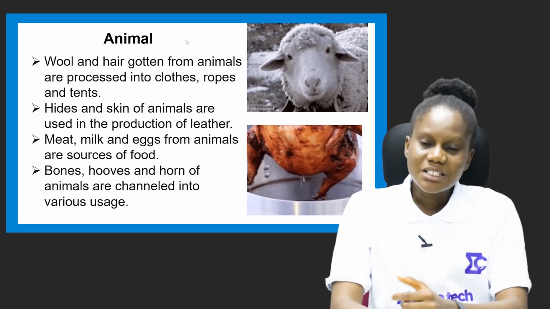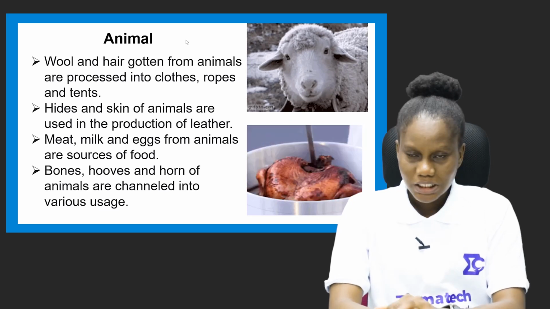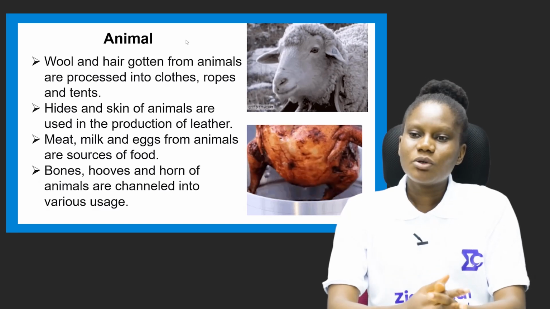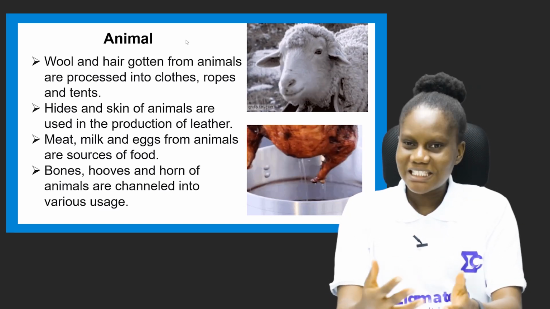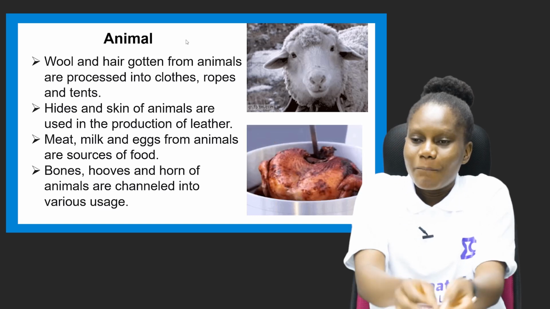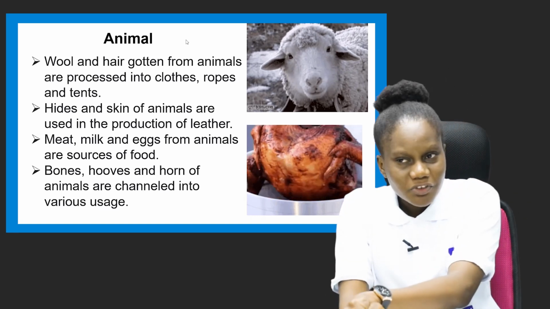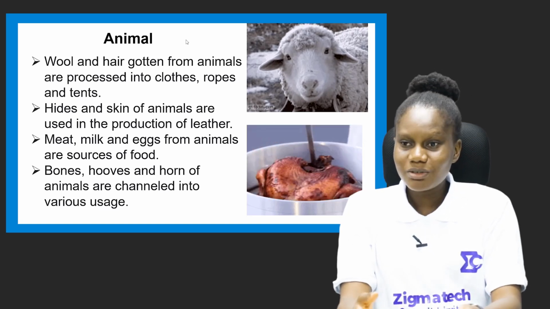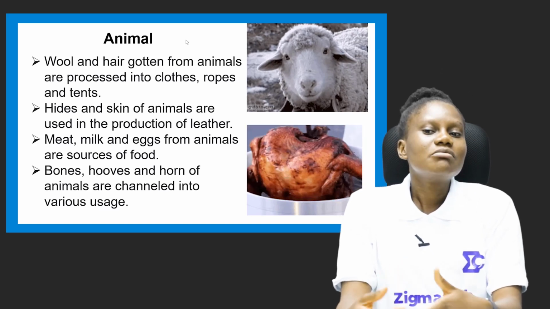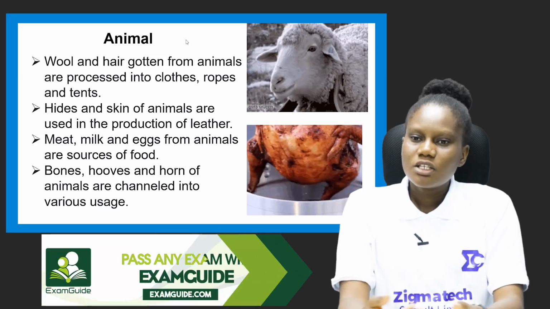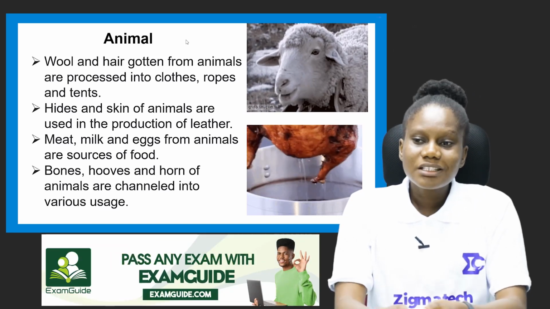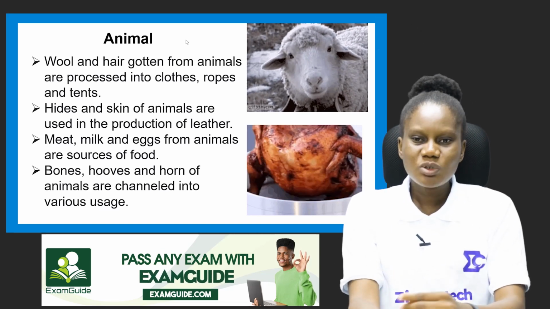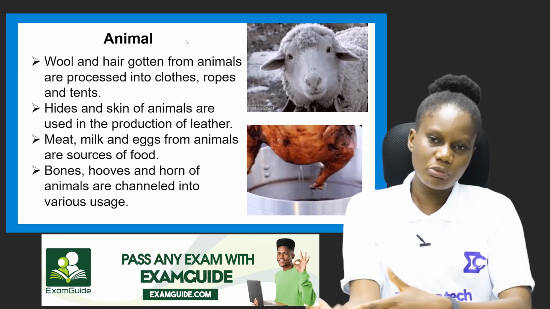The next is meat. Most of us like taking meat, whether in the form of chicken, turkey, or cow meat, whatever it is. As far as it is meat, it is gotten from animals. Then milk. Some persons love milk. You can take your beverage; some persons cannot take their beverage without putting milk into it. And eggs. Some persons can't take their spaghetti, their indomie, or their rice without putting egg. So all these are gotten from animals. They are a source of food to humans.